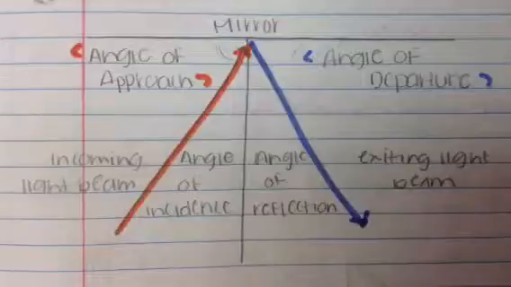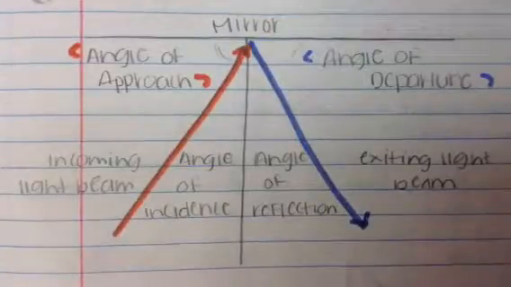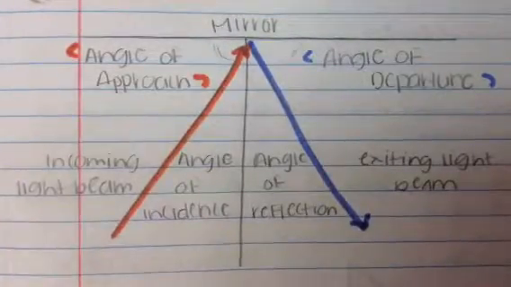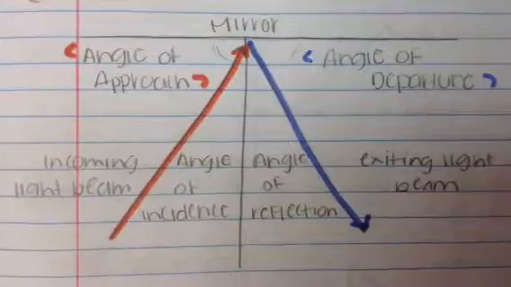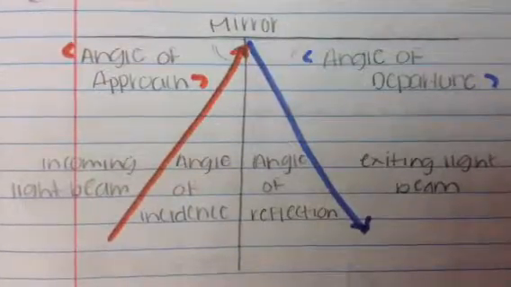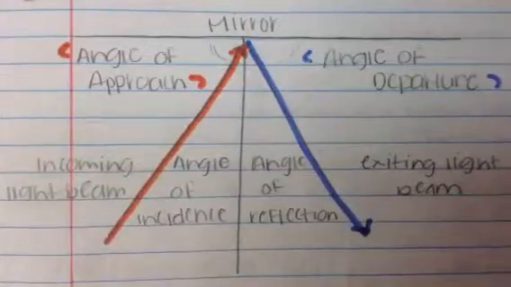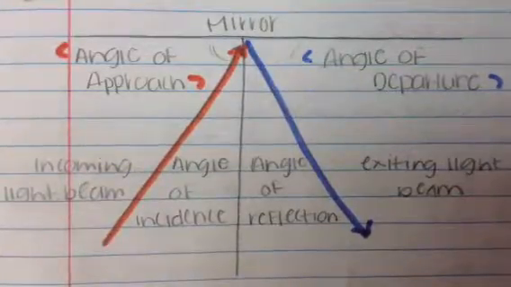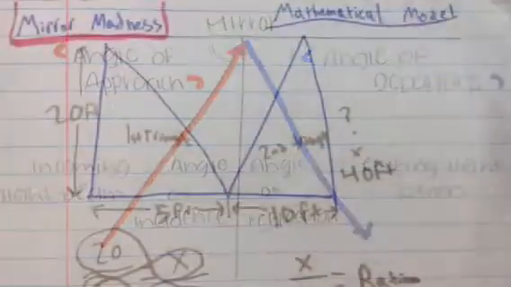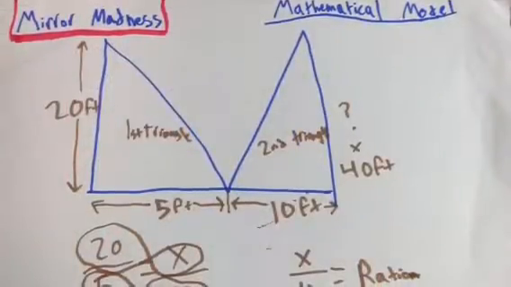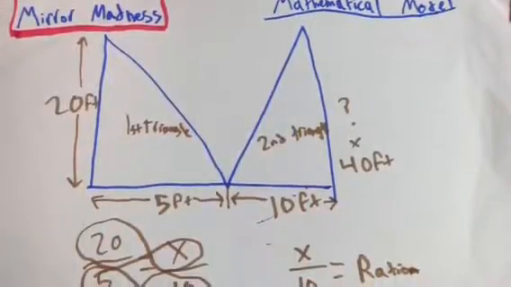In order to make one of our mathematical models, we had to know the principle of light reflection. The orange line represents where the light is coming from, and it is also known as the angle of approach, where the blue line represents where the light is going to and reflecting off. This is the angle of departure. Here is a mathematical model, and we worked on this activity called Mirror Madness.